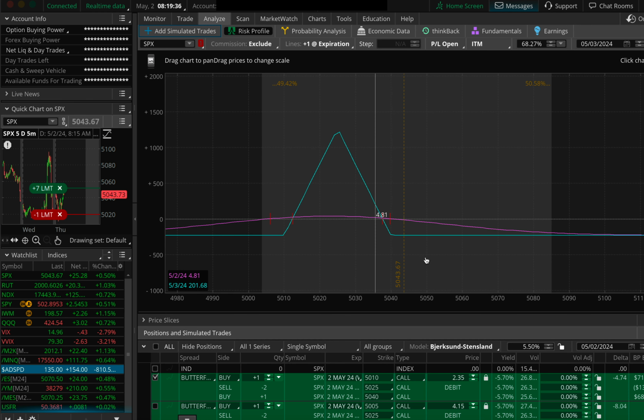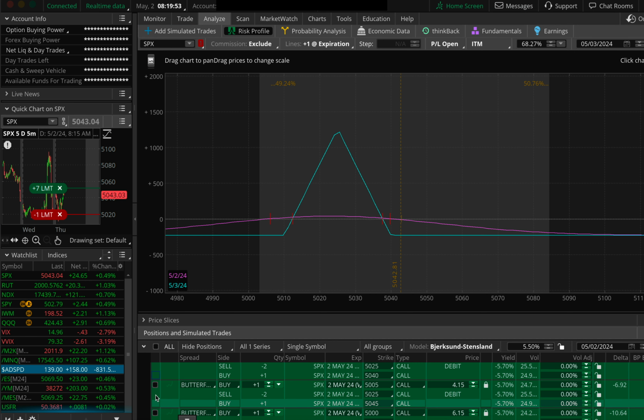Okay, so here's the paper money, paper trade. We're outside the tent on the 15-point wide, and we're down about 30 bucks, it looks like. Okay, so there's that one. I'm going to have to restart my computer after this. God, what a pain.